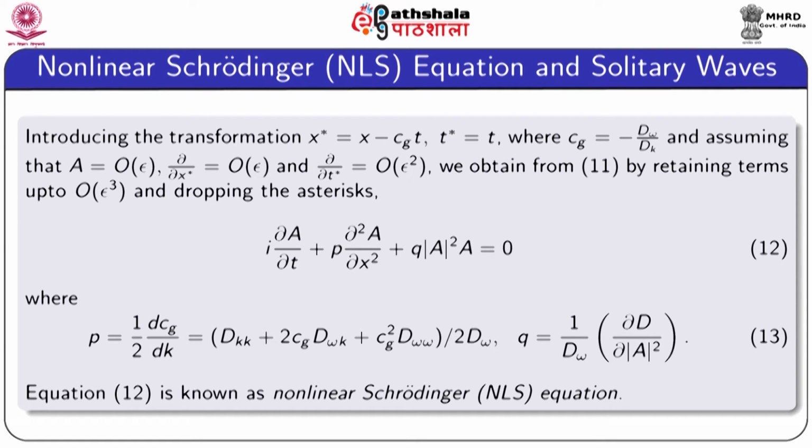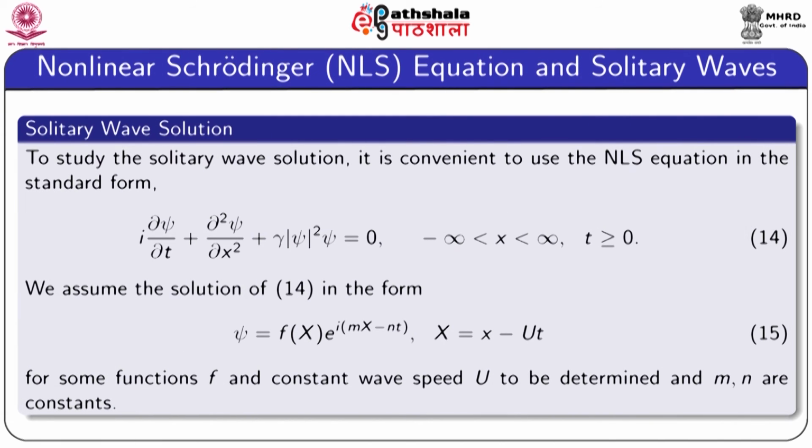If you observe this equation, you can see the nonlinear term is present here, which is |A|² times A. So in this way we can derive the nonlinear Schrodinger's equation starting from the dispersion relation. Now, we want to solve the nonlinear Schrodinger's equation. To solve it, we take the standard form of the equation which is written in 14.